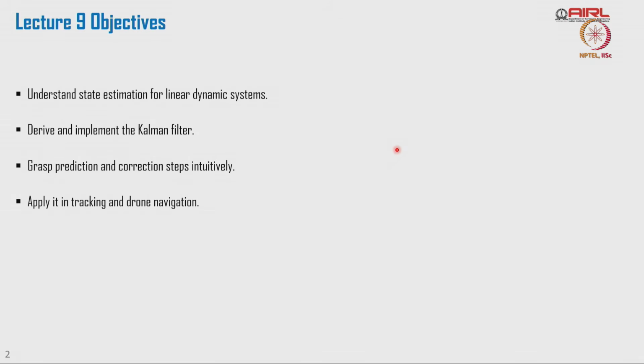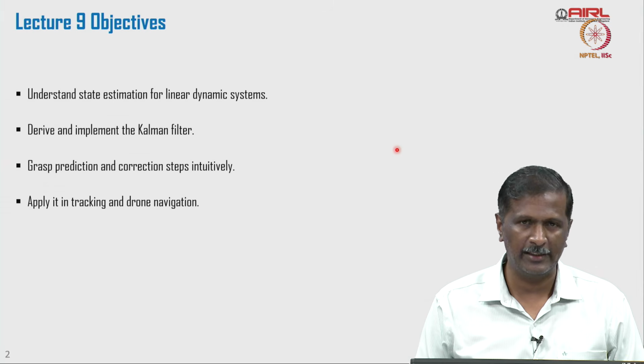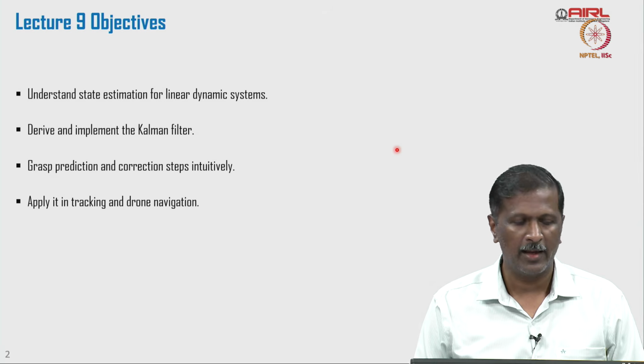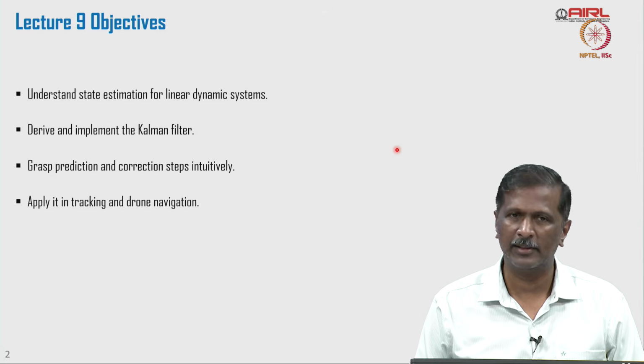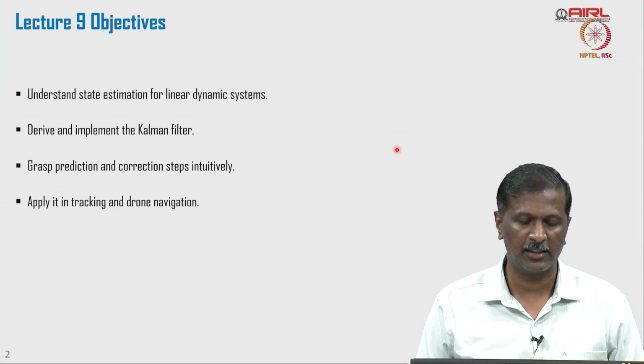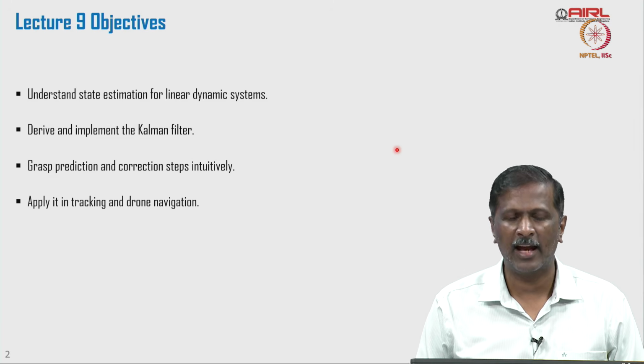In the last lecture we discussed parameter estimation and state estimation, and why filtering is important. We will go into a little more detail on how we can estimate the states of a system that is changing with respect to time, and how we derive and implement the Kalman filter. We will also build an intuitive understanding of the prediction and correction steps, and apply it to drone tracking as well as drone navigation.